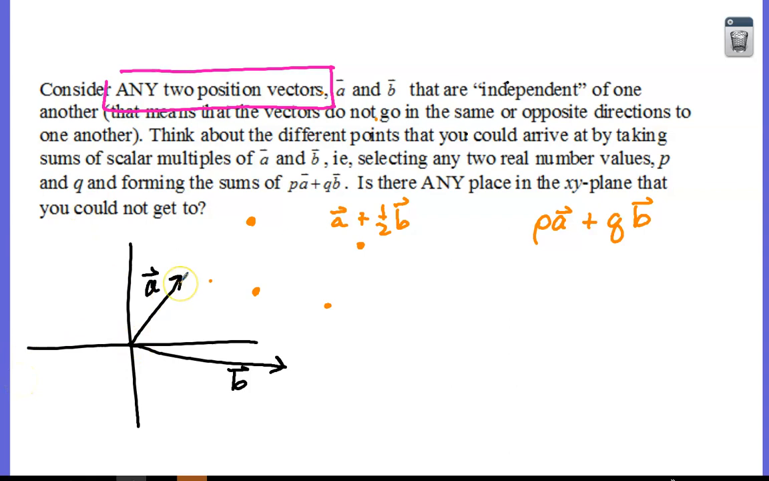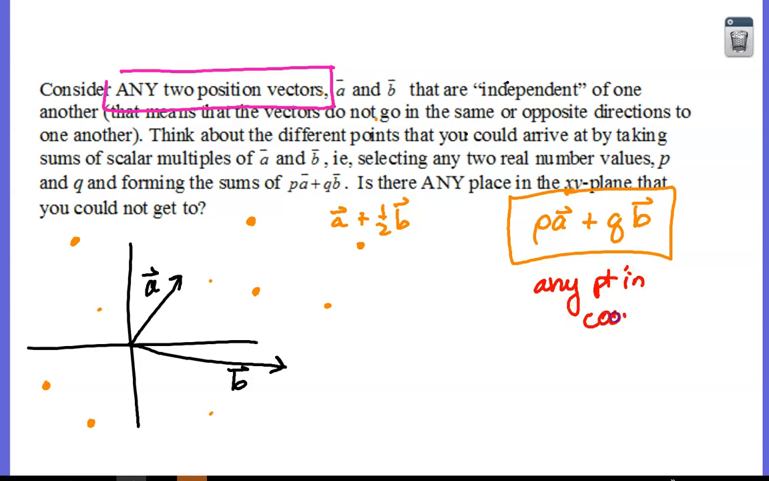I could add A, but with a negative B. Yeah, so I could get points over here. Could I get a point down here? You could make A negative and B really short, or even A negative and B negative and short. So what I'm trying to tell you is when you add these two vectors together and you can do various lengths of them, you can get to any point in the coordinate plane that you want. You can get to any point you want by adding various lengths of two vectors together.